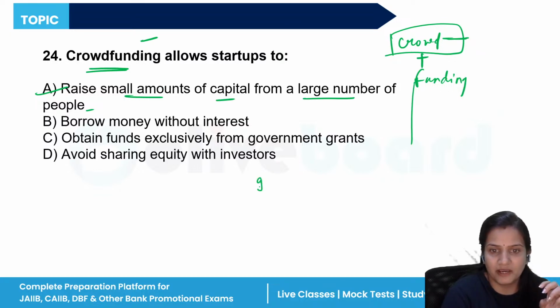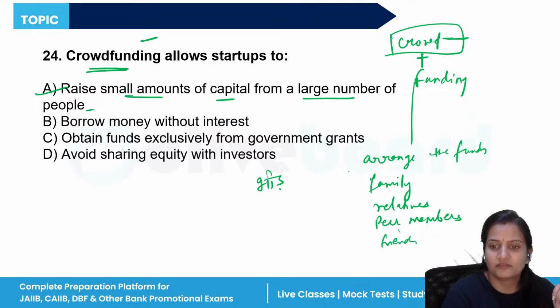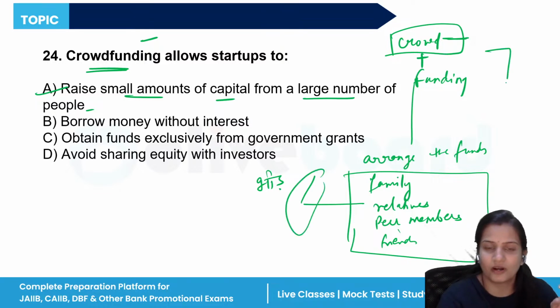Crowd means what? A bheed. You arrange the capital, the funds, from your family, from your relatives, from your peer members, and from your friends. These are all the crowd, and if they support you and give you funds, and you arrange the funds in such a manner, that is called crowdfunding.